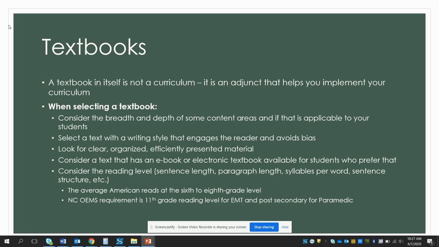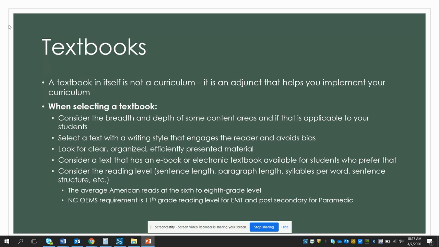When you are selecting a textbook, you want to consider the breadth and depth of some content areas and if that's applicable to your students, because some textbooks go really in depth and some are very brief. Some have a lot of pictures, some don't have any at all. So it's really important that you choose a textbook that's fitting for your type of student, who your target audience is, and how you're going to utilize that.